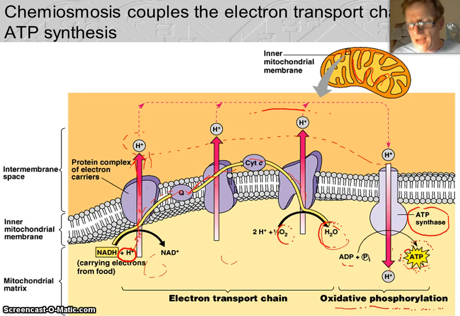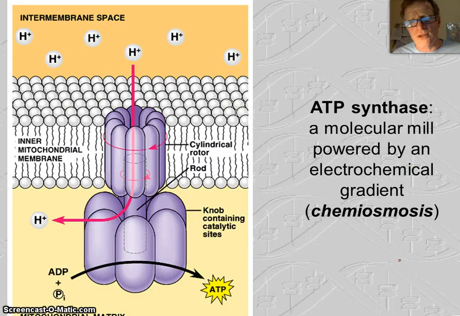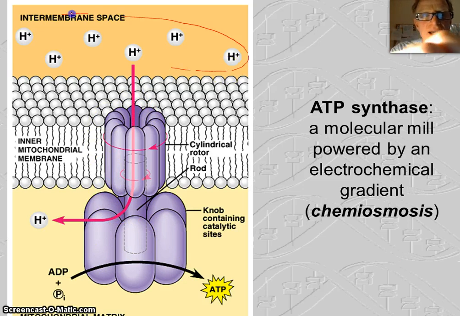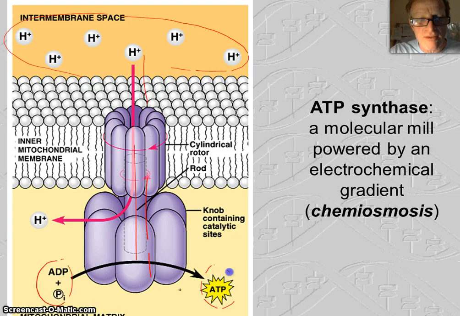Now, we have a problem though. I'm sorry. First, this is basically a close-up of that molecule ATP synthase, and you can see the high concentration of hydrogen ions here. Again, they want to diffuse from high to low concentration, so as they go through here, they can power the production of ATP from ADP and a phosphate. This is also called chemiosmosis, right?